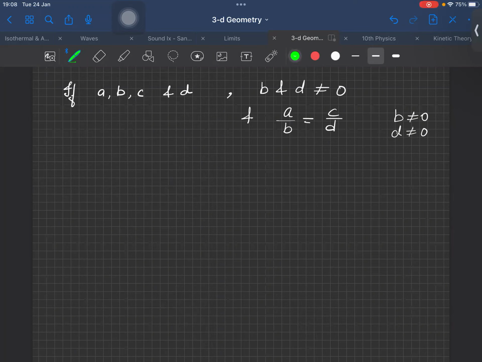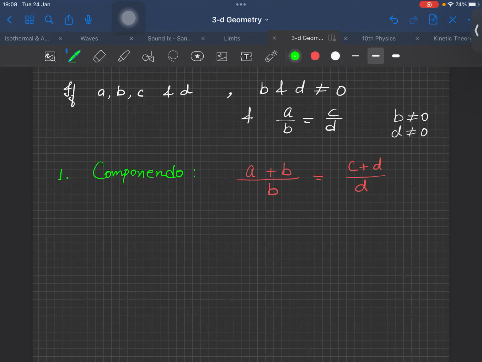All right, so what will happen? The first rule we call componendo. See, these are tools which we are going to use to solve inequalities and other problems as well, and this is valid all the time for any function, any variable. So componendo is A plus B upon B equal to C plus D upon D. That means you will be adding the numerator and the denominator and writing the denominator as it is on both sides. That is called componendo. Of course B and D cannot be equal to 0.